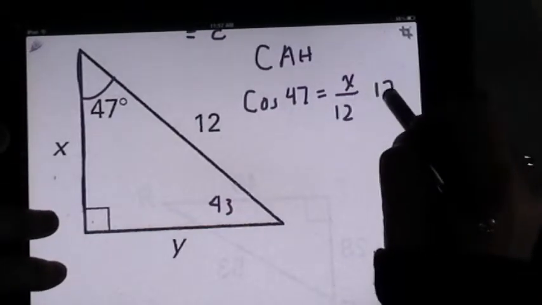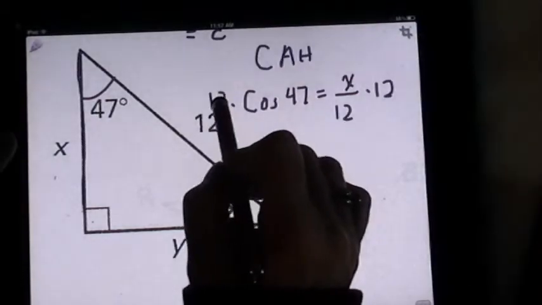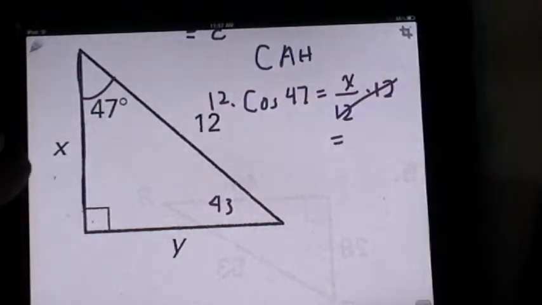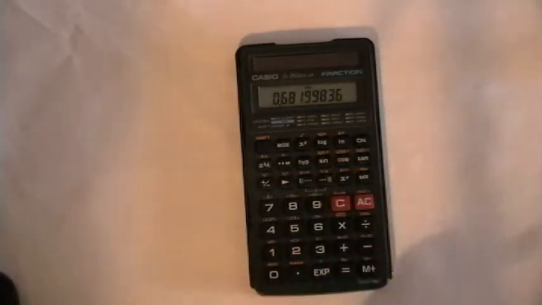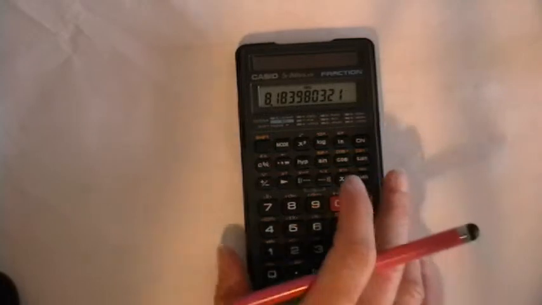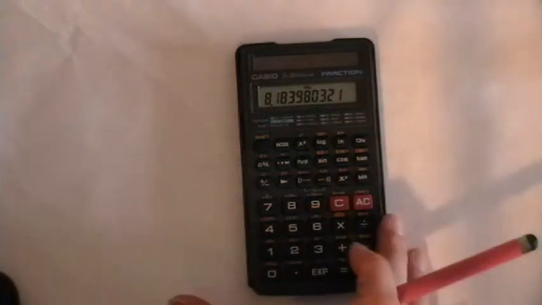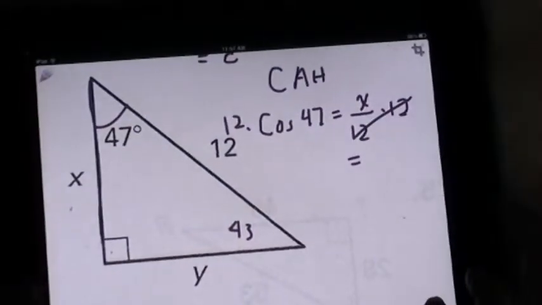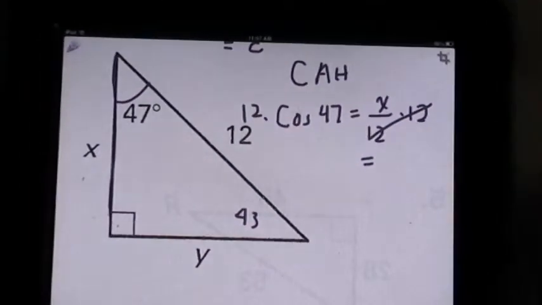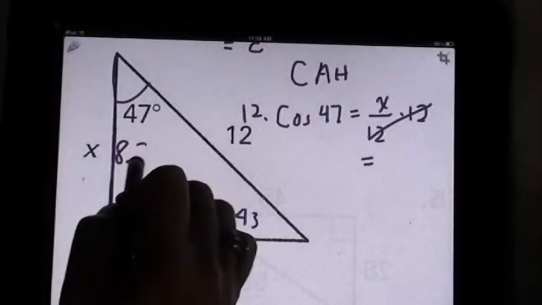Multiply both sides by 12. Using the calculator, 12 times 47 cosine equals 8.18. When we round that, it will become 8.2. So x is 8.2.